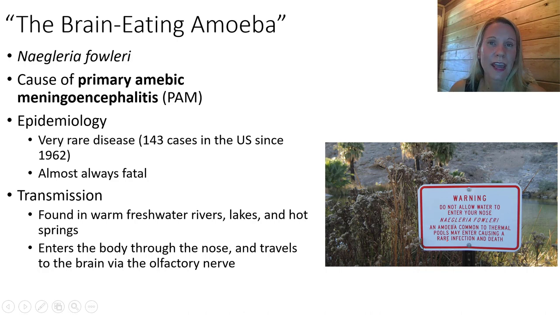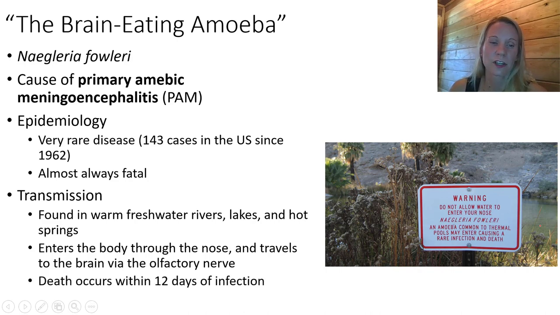So warm water rivers and lakes, especially in the summertime in certain parts of the United States like Texas, where the rivers get really warm, or natural thermal hot springs. What you want to keep in mind is that, of course, in areas where it's known and there are warnings like this posted around, what you should know is that you should not be submerging your head in the water. The parasite enters through the nose. So it enters through the nose, travels to the brain via the olfactory nerve, and death occurs usually within 12 days, with the incubation period being somewhere between 24 to 48 hours.